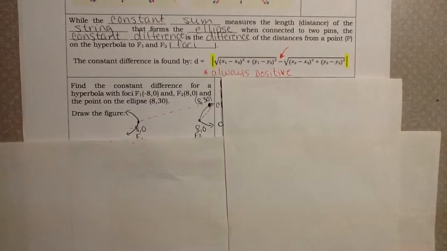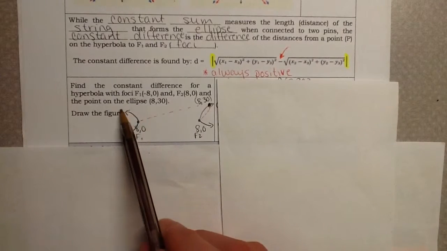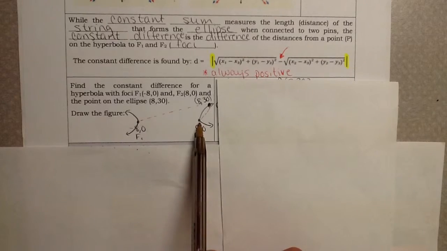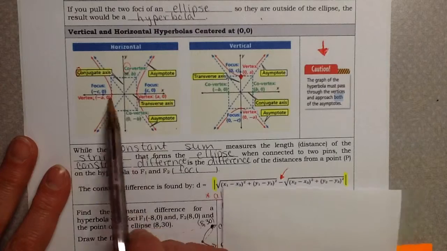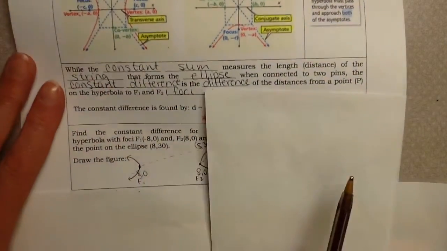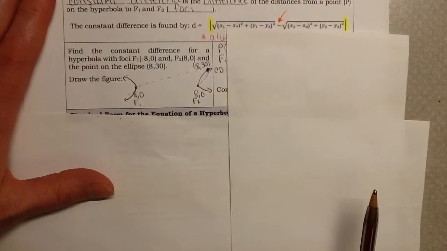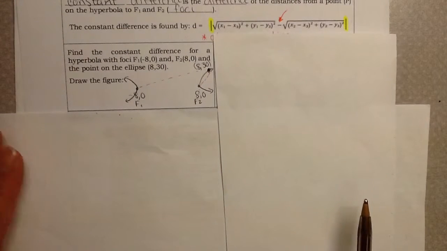So I just quickly sketched. This is going to be oriented horizontally. These are both on the transverse axis. So the branches will go this way. And then we have a point that is (8, 30).